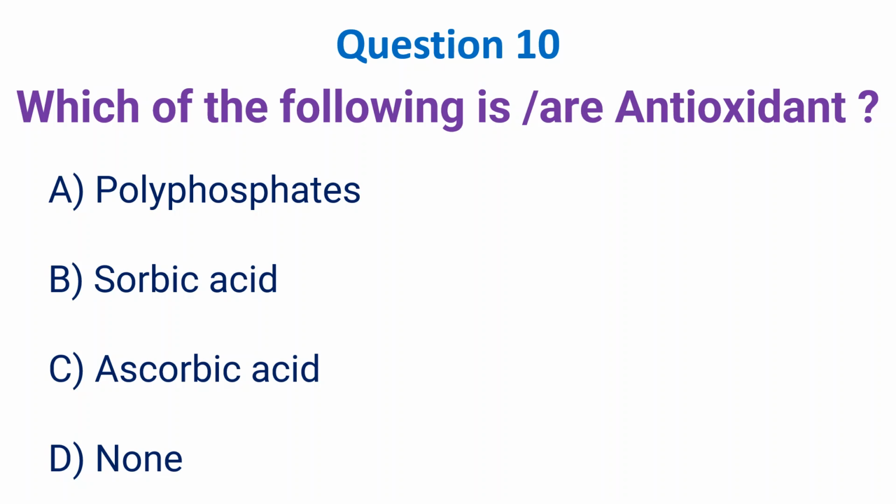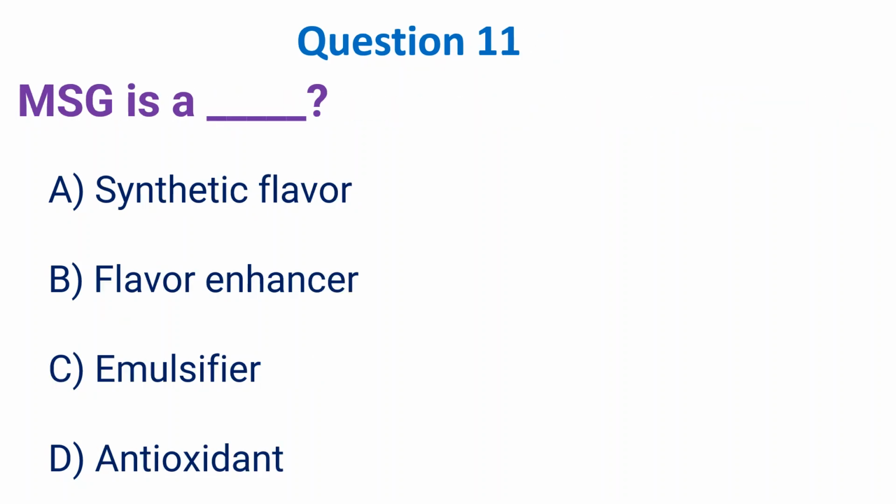Question number 10. Which of the following is or are antioxidant? Options are option A polyphosphate, option B sorbic acid, option C ascorbic acid, option D none. Correct answer is option C ascorbic acid. The ascorbic acid is a pure antioxidant. It is also known as vitamin C, whereas polyphosphates are water treatment agents and sorbic acid is a preservative.